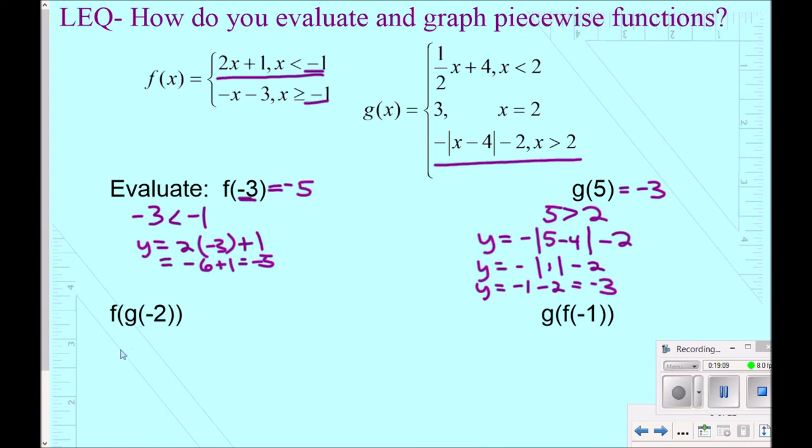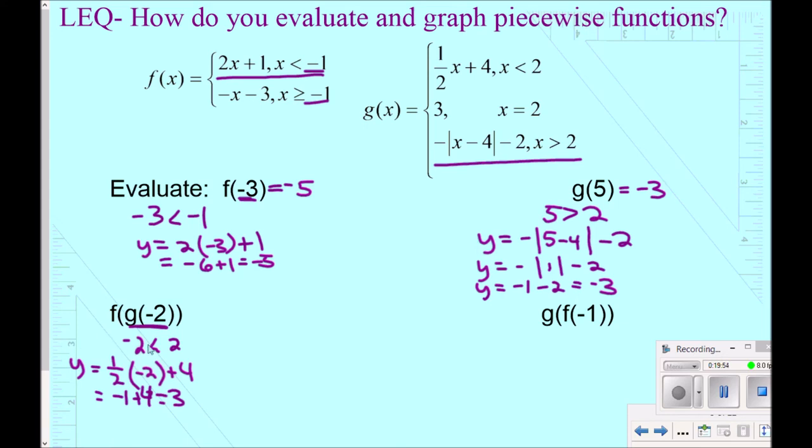Next, f of g of -2. So just like we did composite functions before, we'll start with the inside first, meaning I'm going to go to the g function, and I'm looking at -2 being my input. So if -2 is the input, is that less than 2, equal to 2, or greater than 2? Well, -2 is less than 2. So I'm going to use the top equation. So 1/2 times, I'm inputting -2, plus 4, which gives me -1 plus 4, which gives me 3. So g of -2 equals 3.